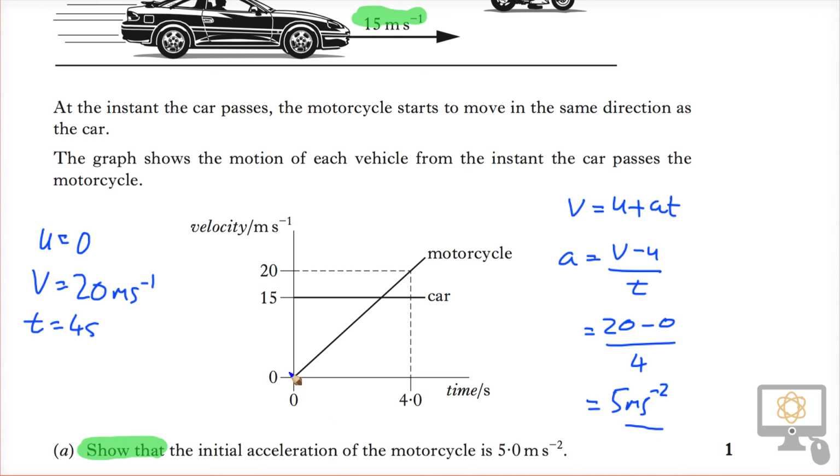Also, you can talk about the gradient. You can say that the acceleration is determined by the gradient, but you must state it in the form that the acceleration is the change of velocity over the time to really get the marks. If you just say v over t, as I've emphasized before, you won't get the full 1 mark.